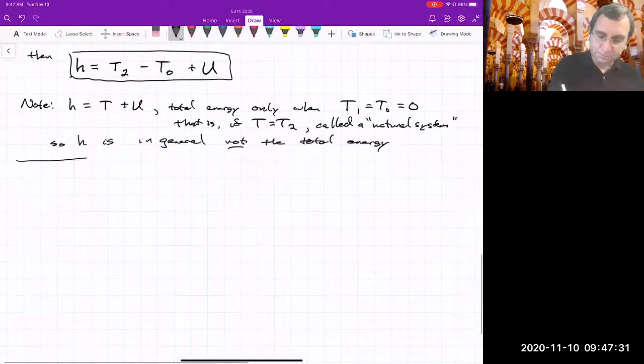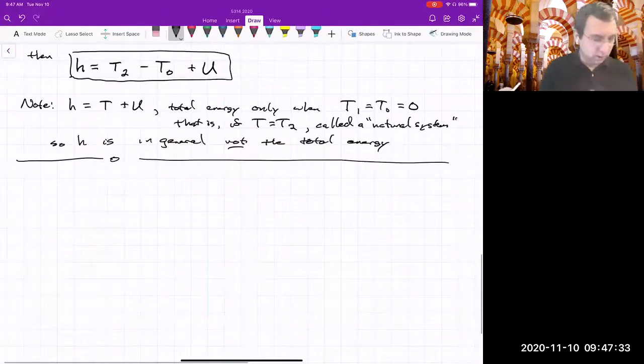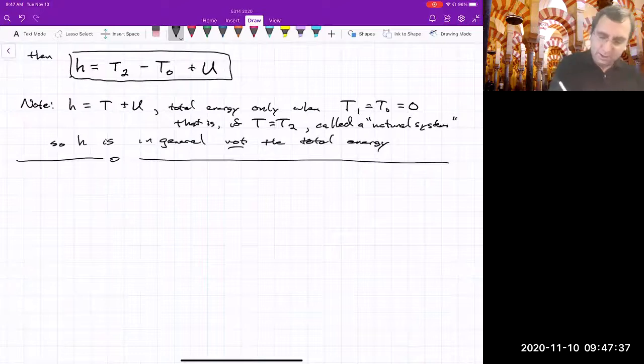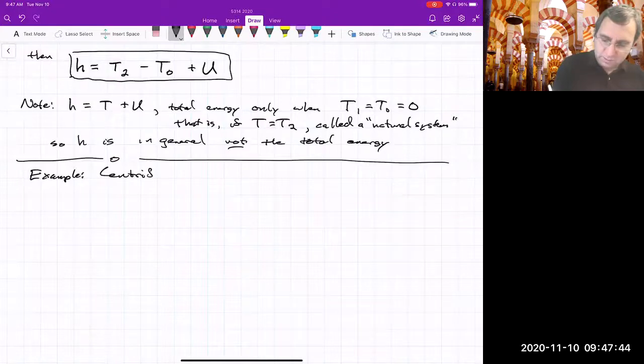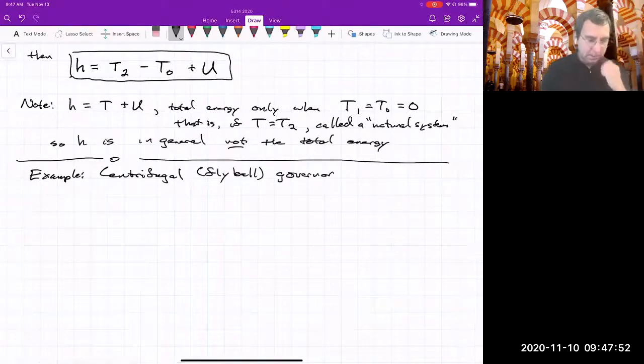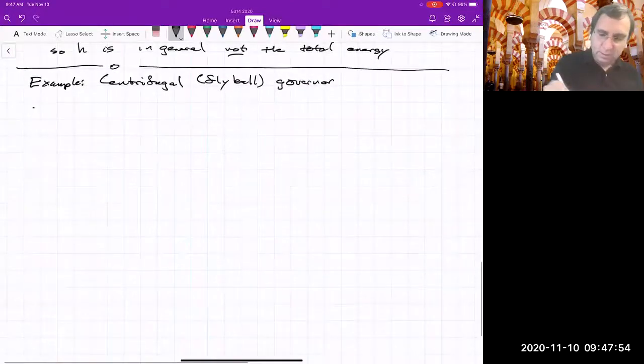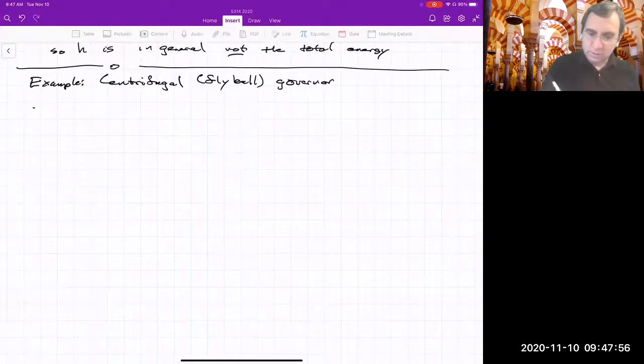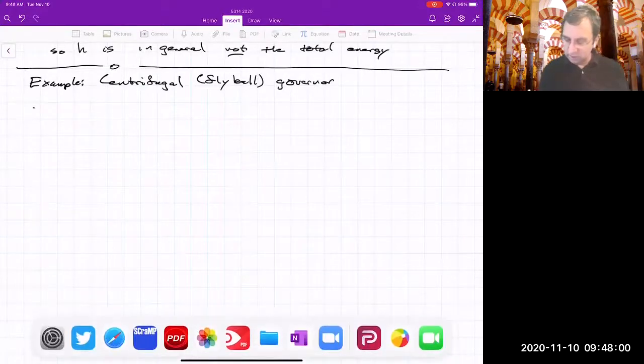Okay, so we will hearken back to days of yore and look at what's called the centrifugal, or also called the flyball governor. And let me give you an image of one of these. Actually, let's see a video.